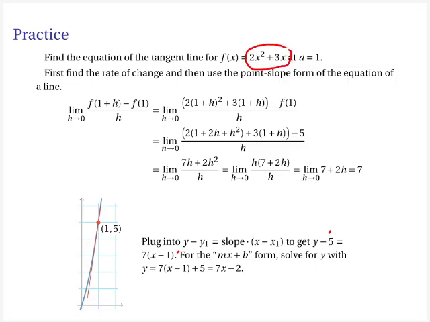That's it. And then for the y equals mx plus b form, I moved the 5 over and did the algebra. So again, there we go. Here's the line with slope 7. Pretty steep, and it goes to the point 1 comma 5, which lies on the curve.